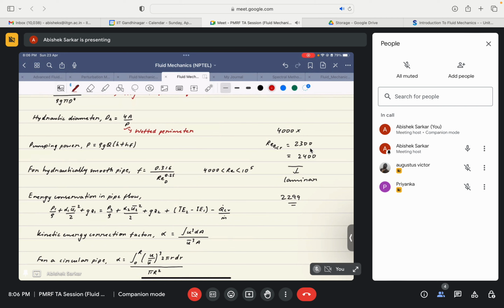So I also suggest you learn about the concept of critical Reynolds number. And again, for flow over a flat plate, can anyone tell what is the range of critical Reynolds number for flow over a flat plate? What is the range? Below 600, sir.